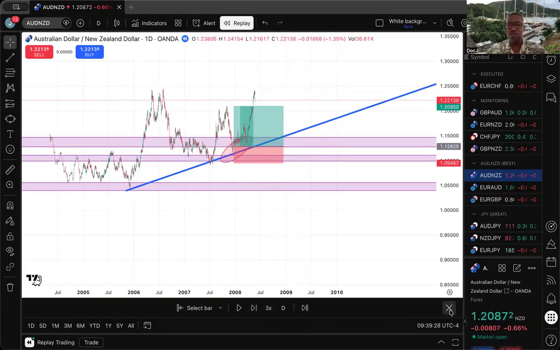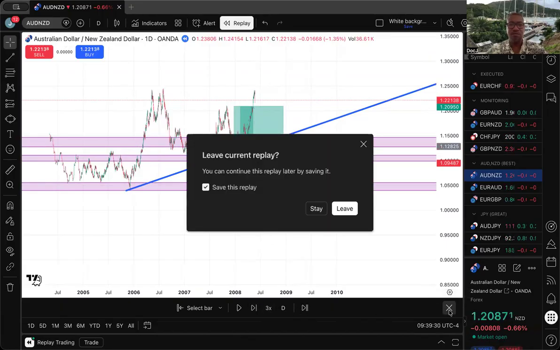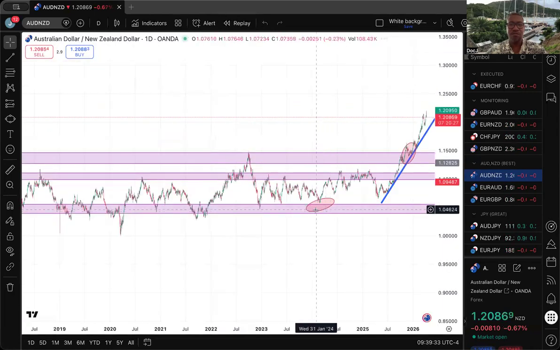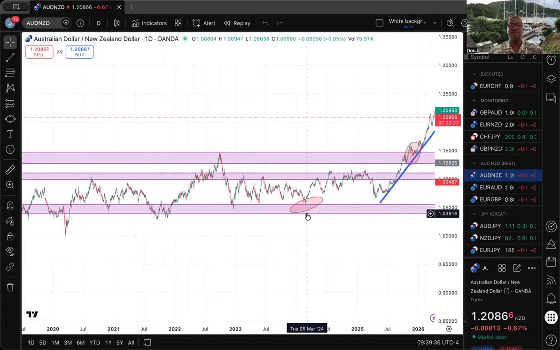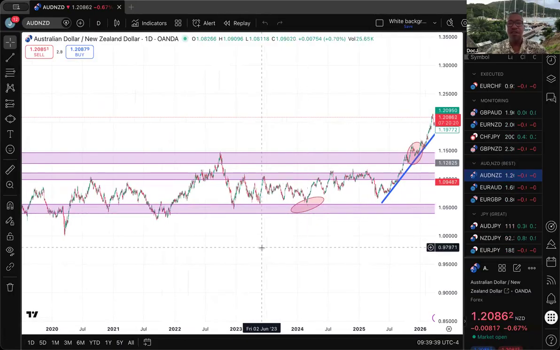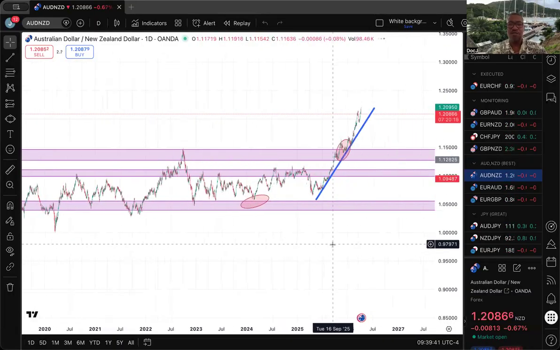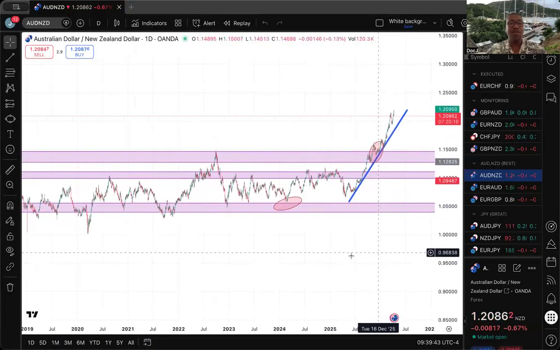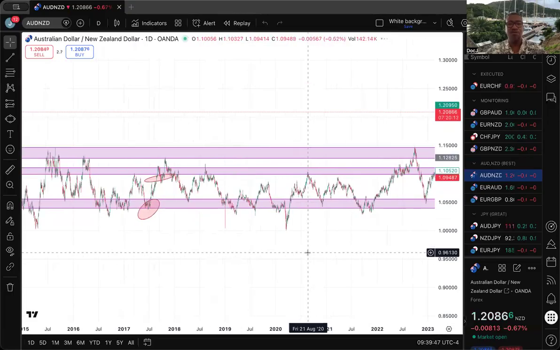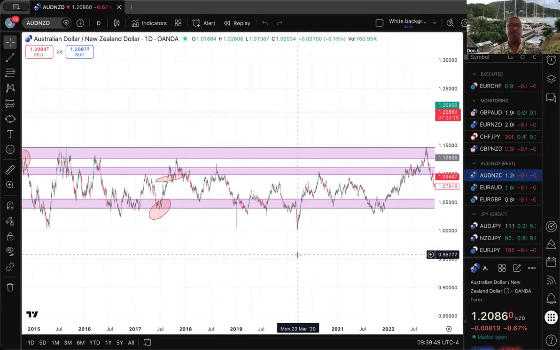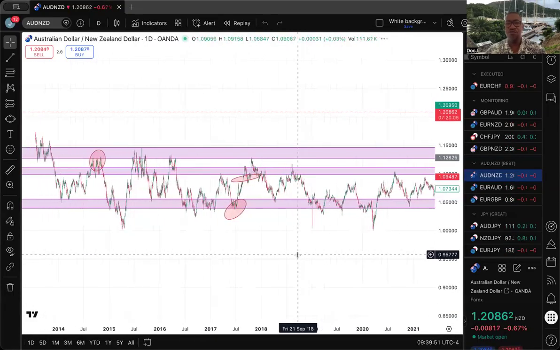Right, so let's close this. So those are your areas. Those are your best areas to take a trade. I hope that clears everything, or I hope that gives you a better understanding of how to use your area of interest in addition to your trend line.